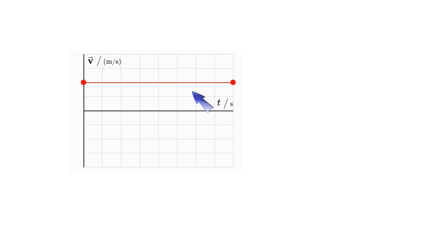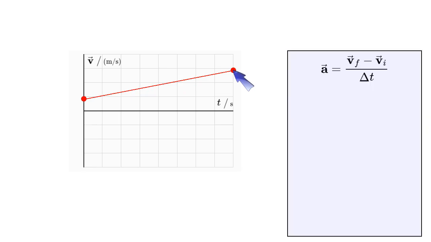Accelerated motion means that the velocity is changing. For accelerated motion, the graph will not be a horizontal line. The initial and the final velocity will be different. We define the acceleration by the equation final velocity minus initial velocity divided by time. This is the rate at which the velocity is changing.